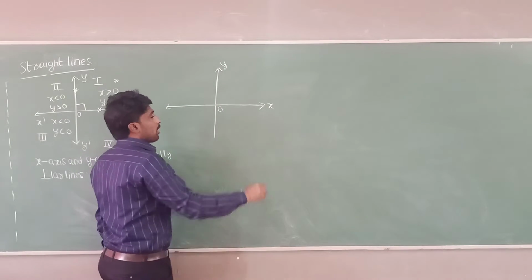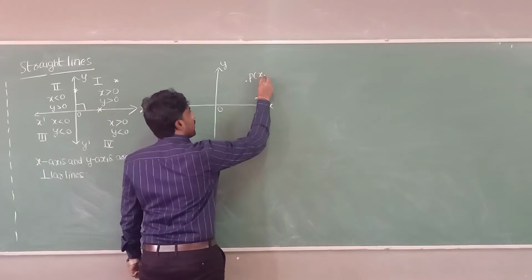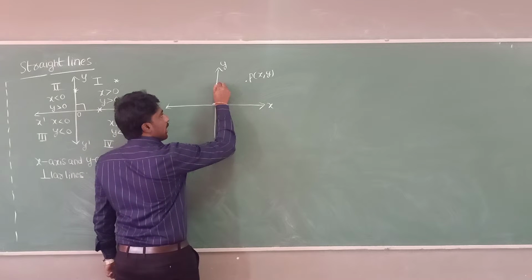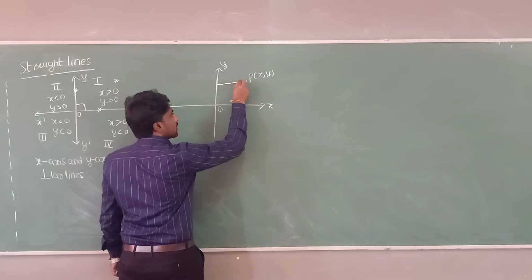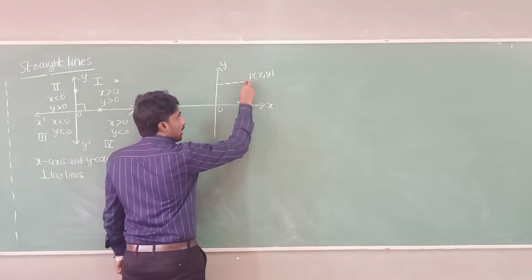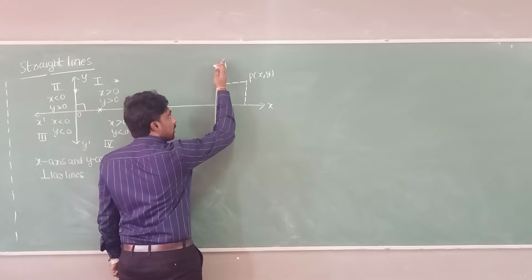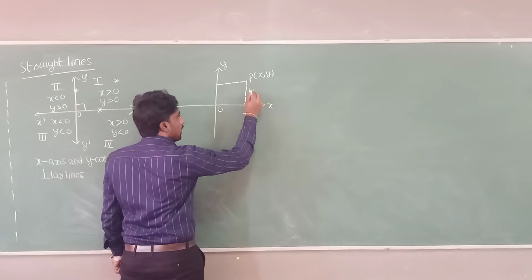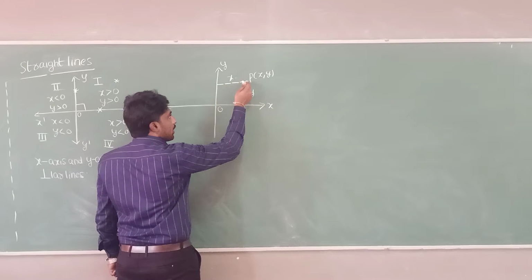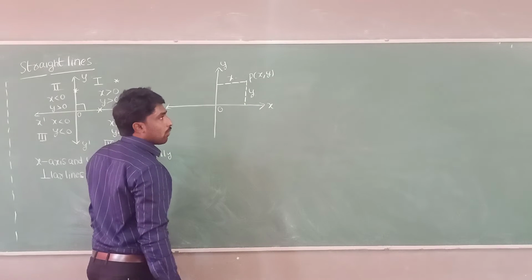Let me take a point on the plane. This point is (x, y). This point is x units distance from the y axis along the positive direction of the x axis, and y units distance from the x axis along the positive direction of the y axis. So this length is y, this length is x. These two dotted lines intersect at this point, so this point is (x, y).